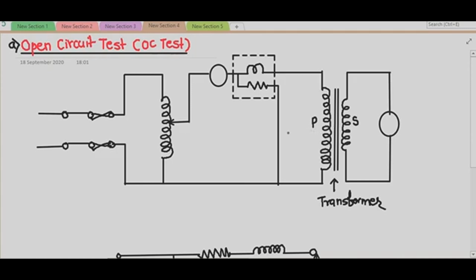So in OC test, the primary of your transformer is connected across suitable AC supply. So this is your AC supply. Let us give this as phase, neutral. This is your suitable single phase AC supply. So the primary of this transformer is connected across suitable AC supply through one ammeter. This is your AC ammeter, voltmeter. So let us draw one voltmeter here.